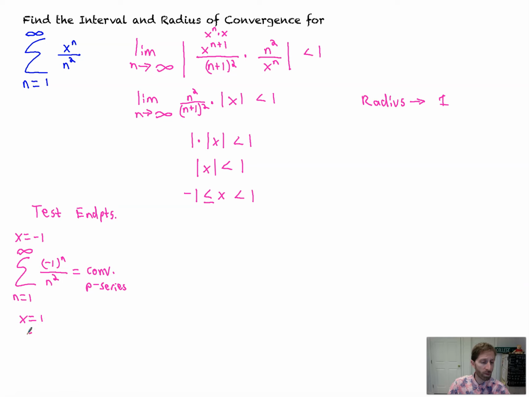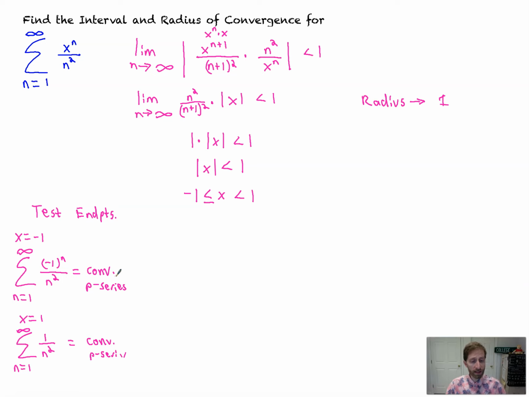We'll test it at x equals 1. So that would be from n equals 1 to infinity. To test the endpoint again, you just plug 1 into x. That's 1 over n squared. And so that is equal to, again, a converging p series.